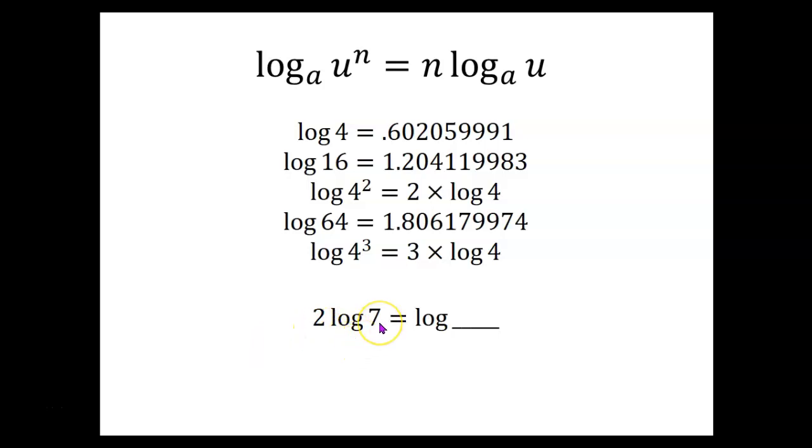So 2 times the log of 7 is equal to the log of 7 to the 2 power. That is the log of 49.